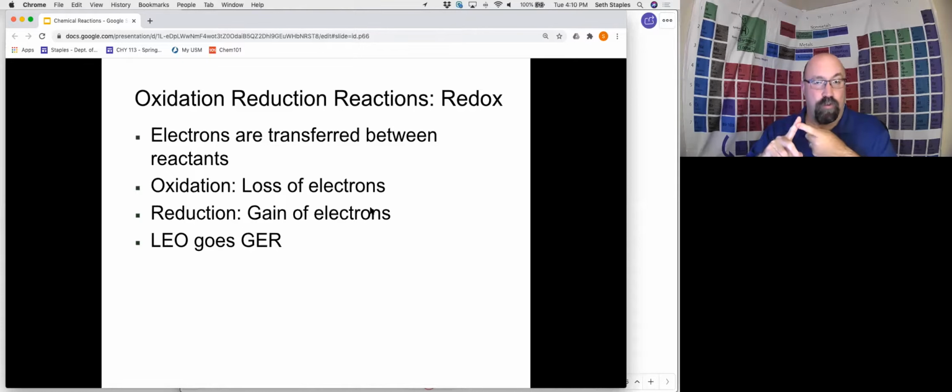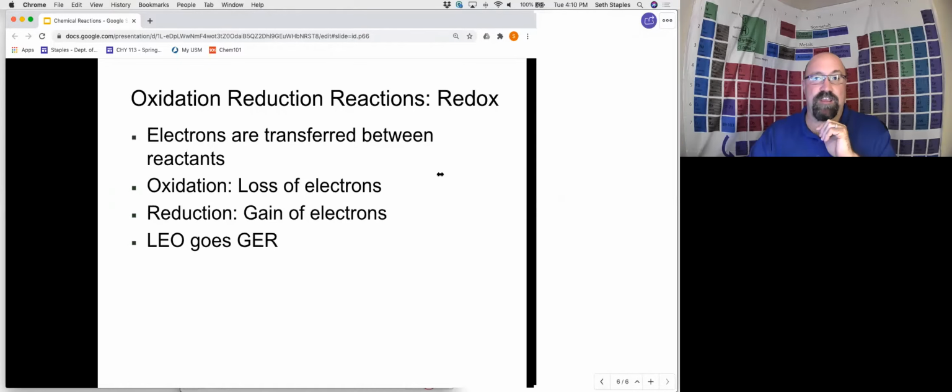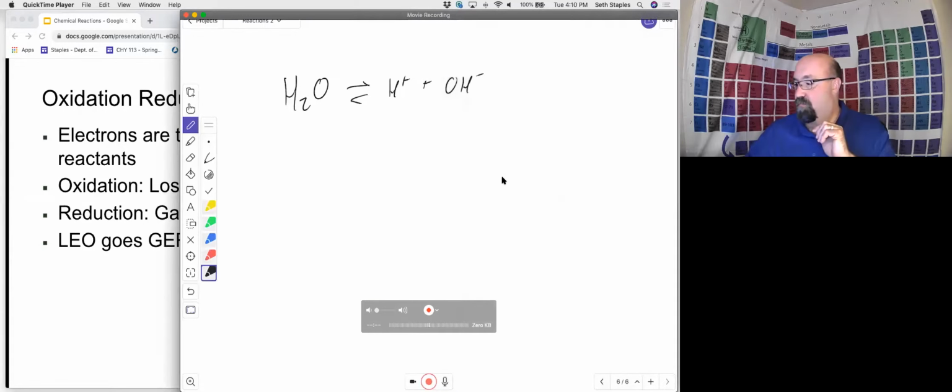Lose electrons, oxidation. Leo goes grrr, gain electrons, reduction. That's one way to remember it. Leo goes grrr. Lose electrons, oxidation. Gain electrons, reduction.